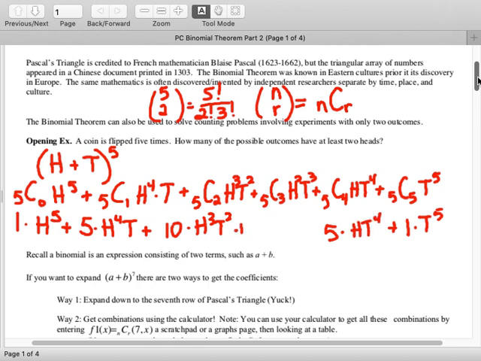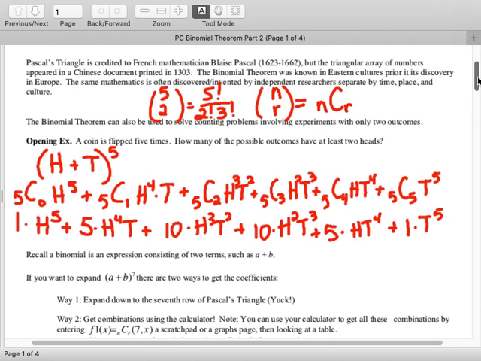So without even doing the work, this one has to be a 10 as well. What this binomial represents, the h plus t to the 5th, represents flipping a coin 5 times, and these are your outcomes. There's 1 way to get 5 heads. There's 5 ways to get 4 heads with 1 tail.